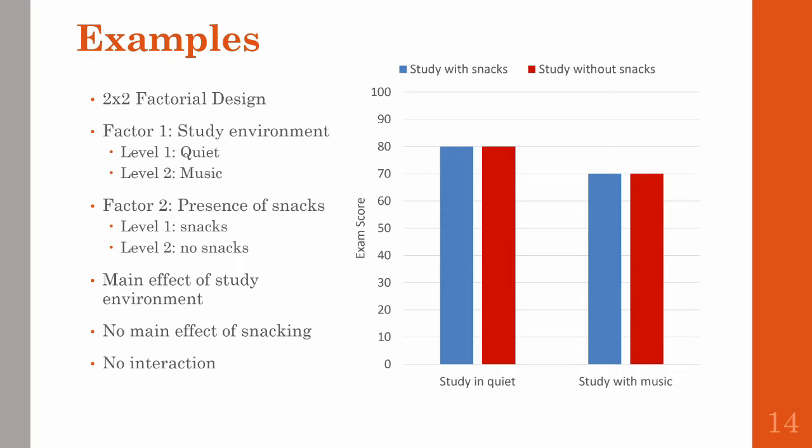From this, we can see that there is a main effect of study environment. So generally, studying in quiet leads to better performance than studying with music. There is no main effect of snacking, so there's no difference here between those two sets of bars. And importantly, there's also no interaction present here. Our imaginary lines here, if we were to draw them, would be parallel and would not cross over.